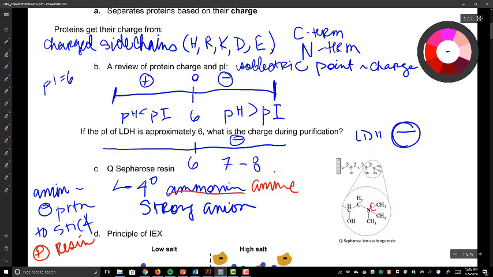It's positively charged. So for anion exchange, if we have the resin and the protein, the protein is going to be negatively charged and the resin is going to be positively charged. And if we do cation exchange, the protein is going to be positively charged, so the resin will want to be negatively charged.